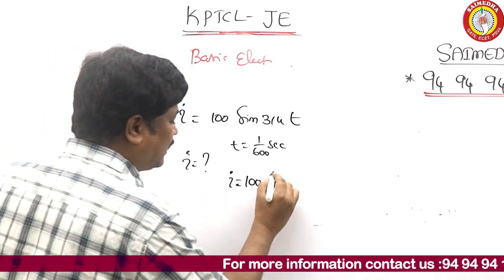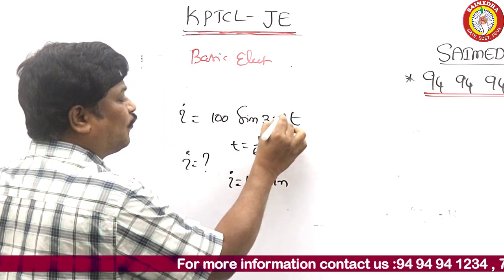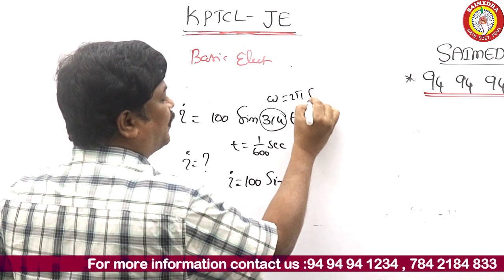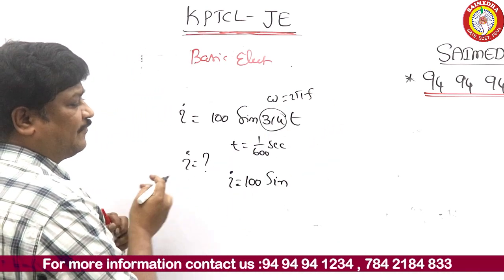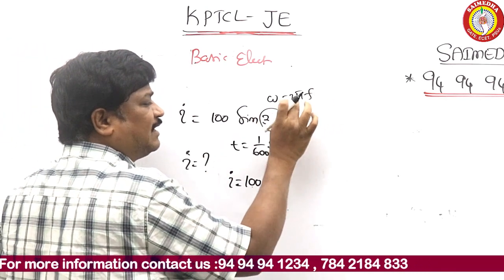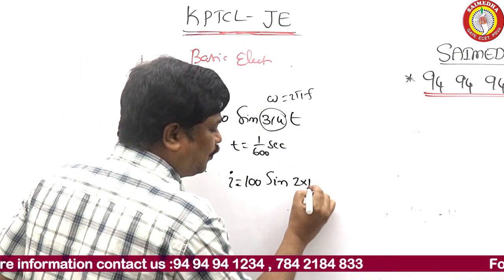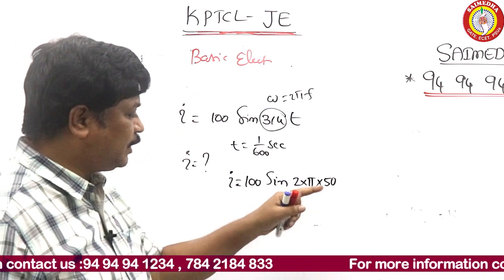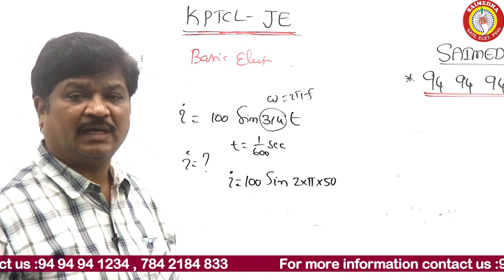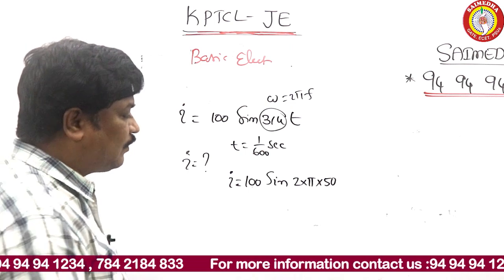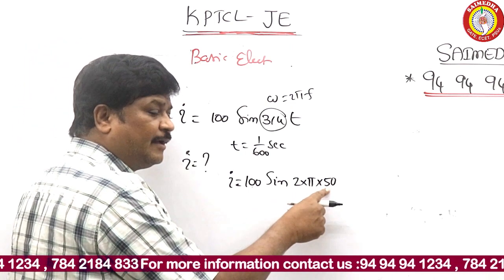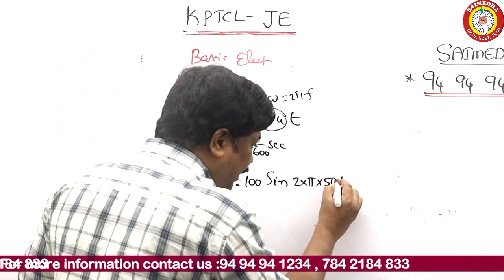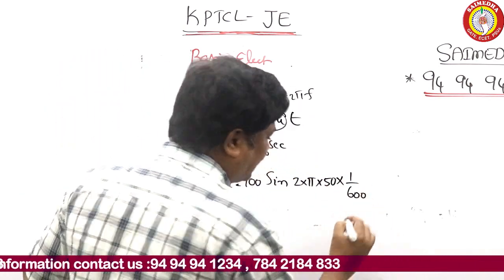So, 100 sin 314. 314 is omega. Omega can be written as 2 pi f. In terms of 2 pi f, that is 2 into pi into 50. If you multiply this, you will get 314 here. Are you okay now? Now we are going to substitute 1 by 600 here.